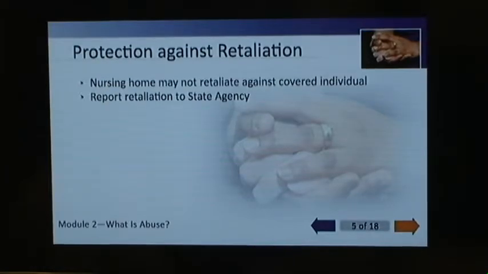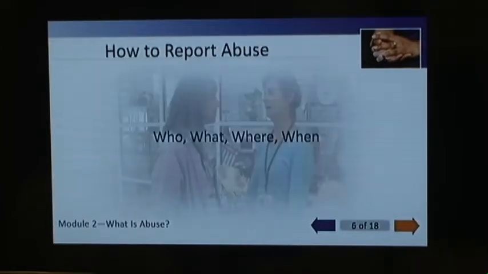It's important to know that there is protection against retaliation. The nursing home facility may not retaliate against covered individuals. Any retaliation against an individual who reports abuse can be reported to the state authorities. It is illegal for a facility to retaliate against anyone who reports abuse in that facility. So you're protected if you report.